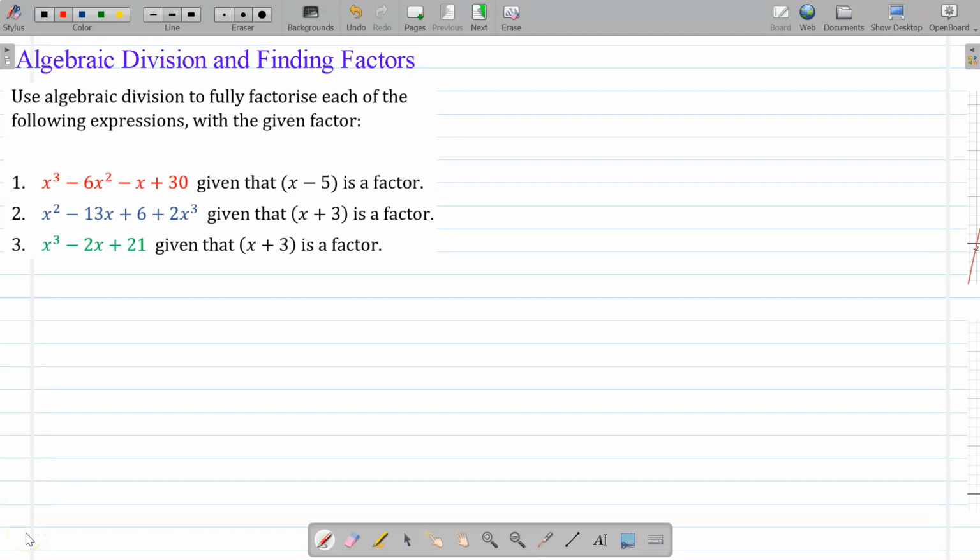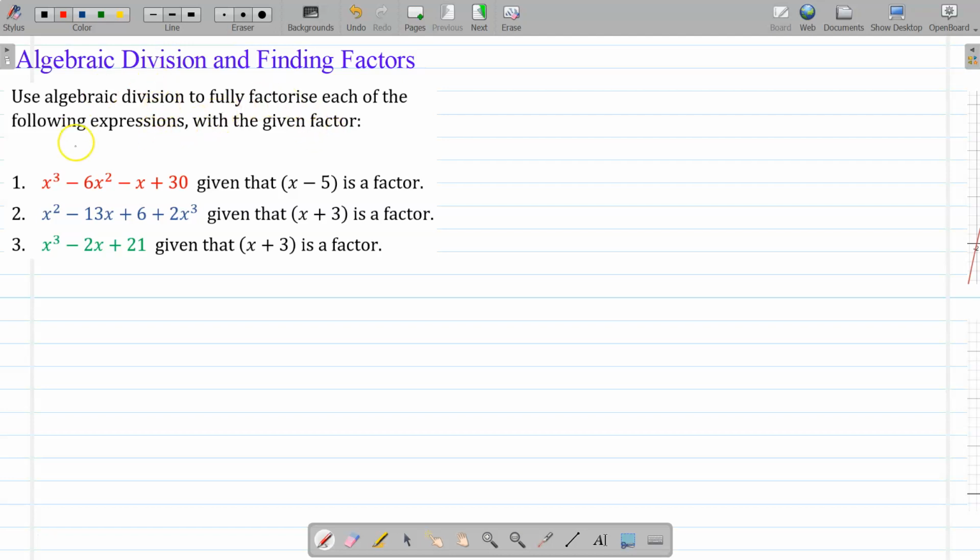In this video on algebraic division and finding factors, we're going to look at how to fully factorize an algebraic expression so that it can be written as the product of several other expressions without anything left over. Again, this can be very useful for solving equations, for example.